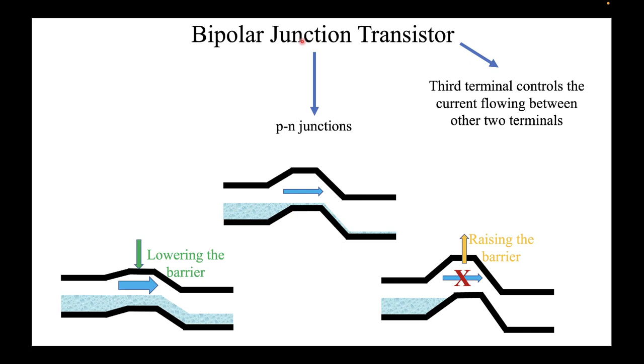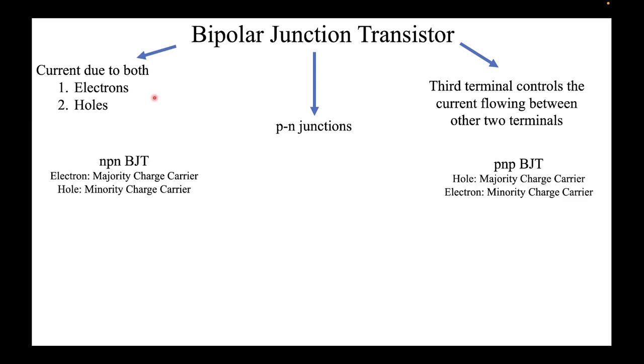The word junction here denotes that we are talking about the PN junctions. We'll see that in the next slide. And bipolar means the current is due to both electrons as well as holes. Bi means two, polar means poles. So one pole is electron, the other is holes. So the current is due to both electrons as well as holes, right?